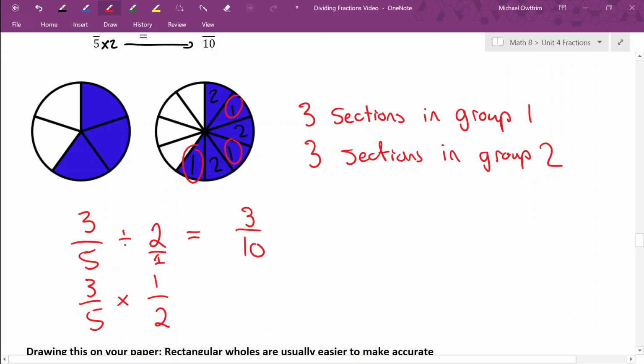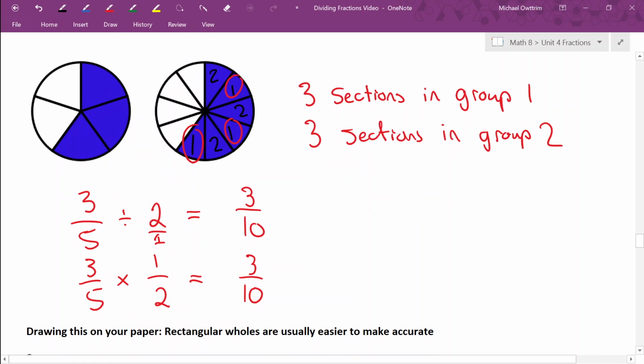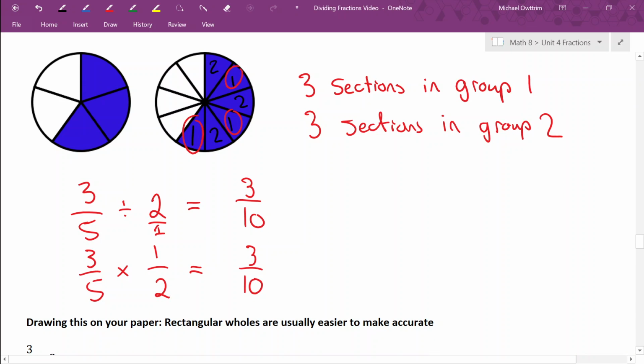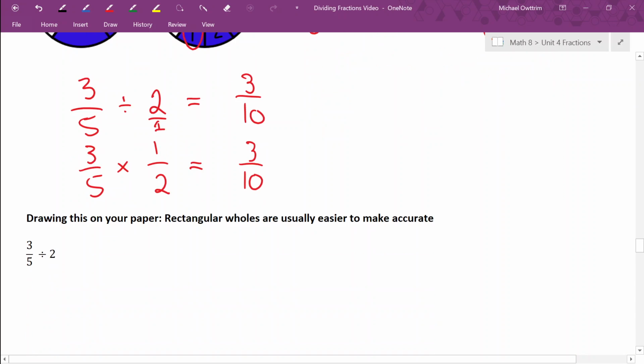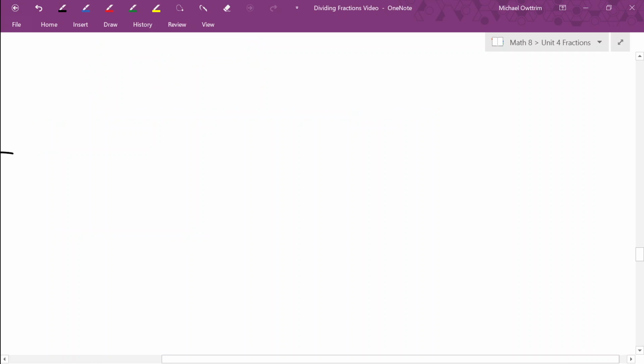The 2 was on the top, now it's on the bottom. 3 times 1 on the top is 3, and 5 times 2 on the bottom is 10. So obviously we get that same answer either way. Now, I've been using the circle drawings for fractions here just because I think for most people they're a little bit easier to interpret. But as far as if you were doing this on your paper, your rectangular wholes are going to be a lot easier to draw, especially if we're getting up into higher denominators.